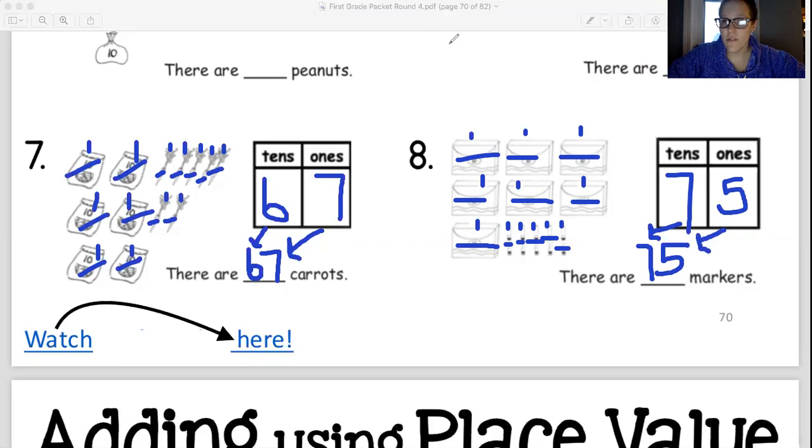Boys and girls, I hope this video has helped you as you worked through this page. The biggest thing that you need to remember is when you're finding the number for the tens box in your chart, you're counting your groups. That's not how many cubes or markers are all together in those tens. That's just how many groups of 10 you were able to make.